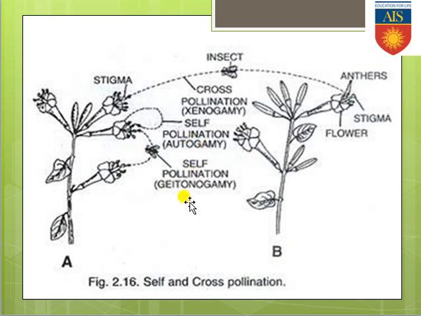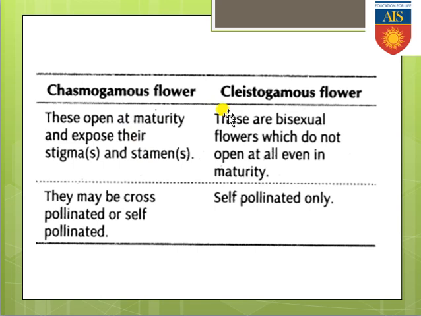Next we are discussing only chasmogamy and cleistogamy. What about them? A chasmogamous flower, or chasmogamy, is a kind of flower which always remains open at the mature condition. Their stigma and stamen remain always open. In case of a cleistogamous flower, they are bisexual flowers, and that's why they remain in the closed condition, because the anther and stigma are both present inside the flower. Here one thing we have to keep in mind, that both of these flowers are of the autogamous type, because autogamy has been subdivided into chasmogamy and cleistogamy.